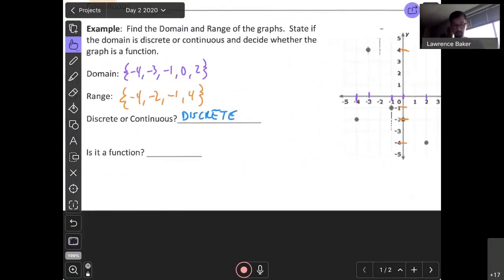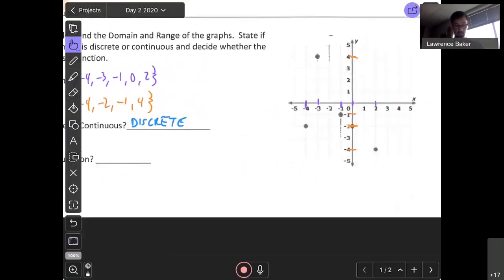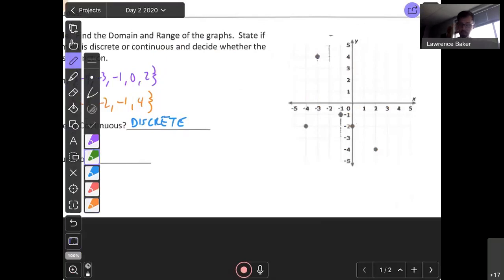Okay. I already know it's discrete, and the last thing I want to check here is if it's a function or not. And so we're going to use the vertical line test to do that. I basically would think about if I ran vertical lines through these, would I ever hit more than 1 point? Nope, hit 1 point, only hit 1 point, only hit 1 point. So all these vertical lines I'm trying are only ever hitting 1 point. So this is a function.